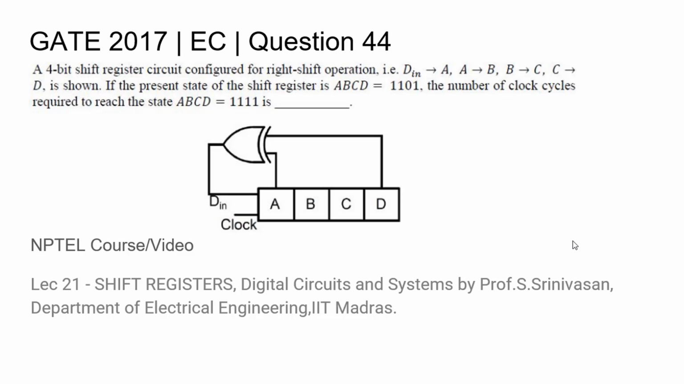GATE 2017 ECE Set 1 Question number 44. A 4-bit shift register circuit configured for right shift operation, that is Dn goes to A goes to B goes to C goes to D, is shown in the figure. If the present state of the shift register is ABCD equal to 1101, then the number of clock cycles required to reach the state ABCD equal to 1111 is.